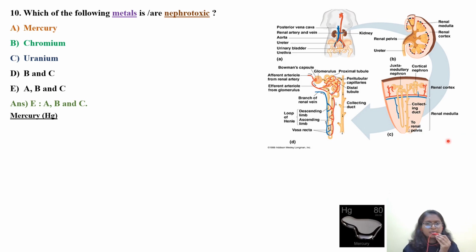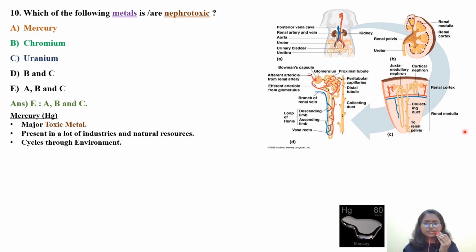First option we'll discuss is mercury. Coming to mercury, as we know the atomic weight is 80 as well as the molecular weight is 200. It is a major toxic metal. If you look at the toxicology of metals, basically they are classified as major toxic metals and minor toxic metals. Another class is also there. Mercury comes under major toxic metals, present in a lot of industries and abundantly found in natural resources.